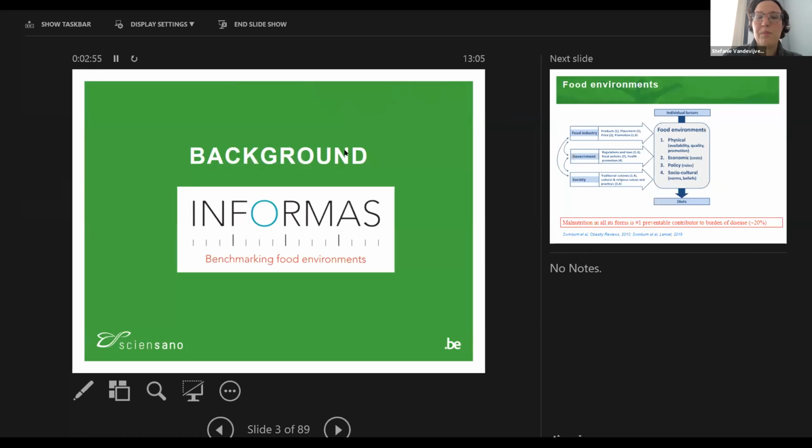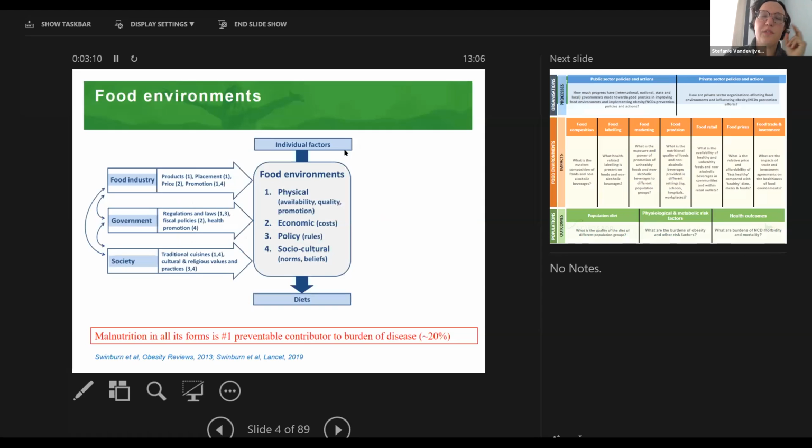The Food-EPI is actually part of INFORMAS. INFORMAS was founded in 2013 as a network and a framework to monitor and benchmark food environments, so all aspects of food environments, because the idea was that there is not a lot of data available globally, and no countries are really comprehensively monitoring food environments. And as we know, if there's no data and no monitoring, then usually it's hard to get any action happening as well. So it's really a monitoring initiative that started in 2013.